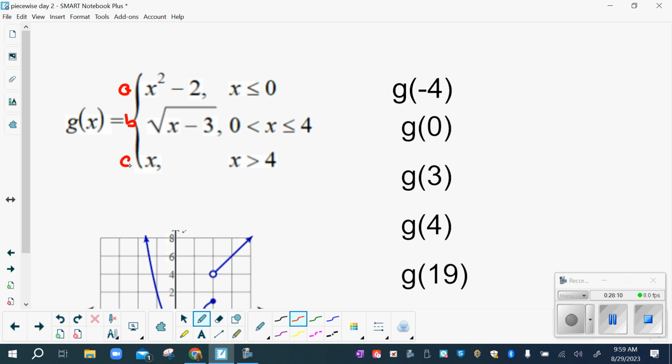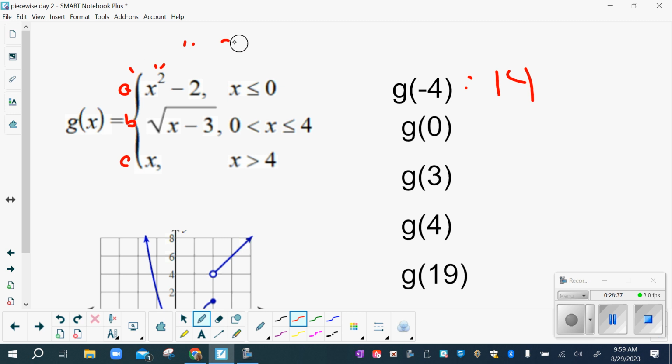So let's start off with -4. Do I use A for -4, B for -4, or C for -4? What do you guys think? A? Yeah? Sure, because it's negative. So I just take my -4 and I plug him right in. -4 squared is 16. Take away 2. Nice and easy. 14.